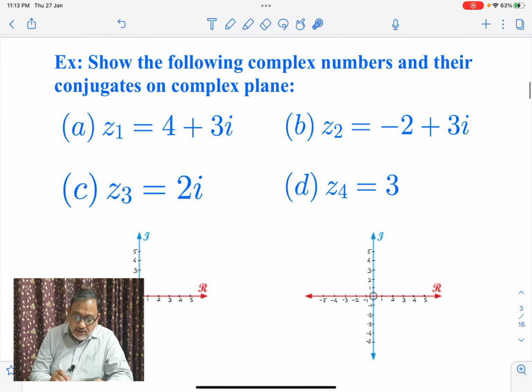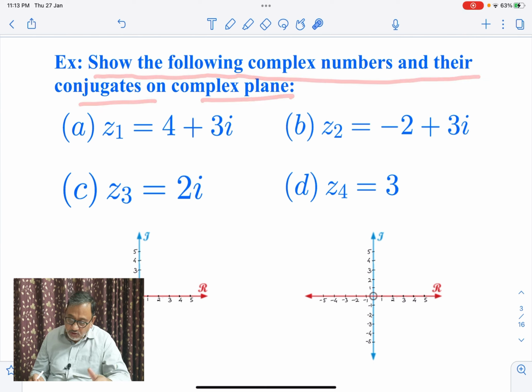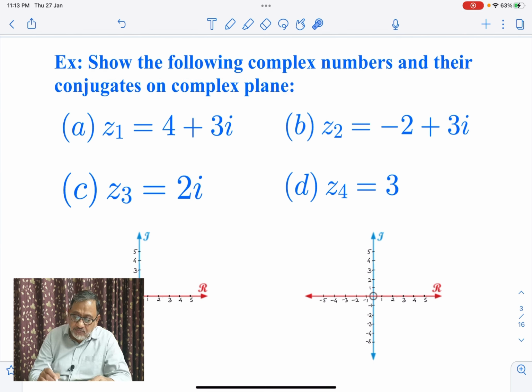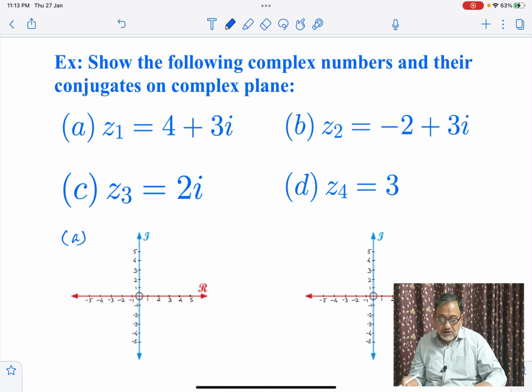Now the example is: show the following complex numbers and their conjugates on a complex plane. So here it will be more clear to you. I am going to show you all the four. Okay. So look here. First one, part A, I will do it here in this complex plane.